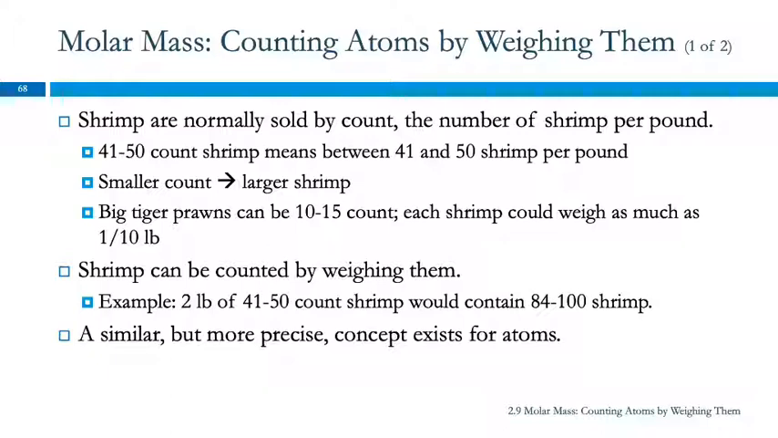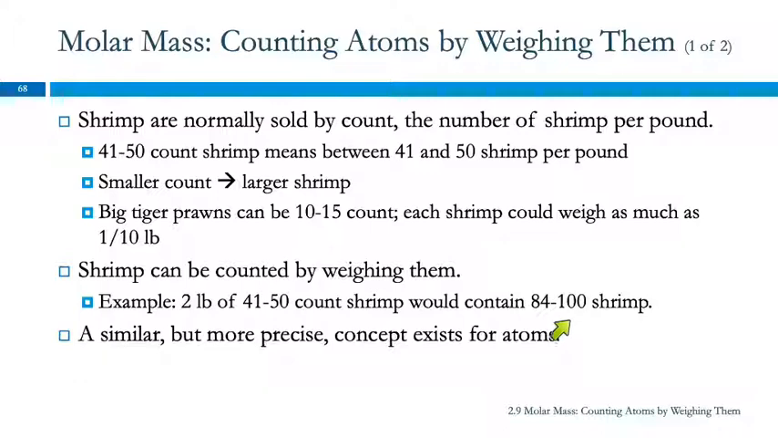So let's say you're planning a party and you want to be able to serve 5 shrimp per person, and so you need to have an idea of how many shrimp you're purchasing, right? Well, you're not going to go to the store and say, well, I want 375 shrimp, please. No, you pick a size, and then you can use the mass to count the shrimp, right? So if you got 2 pounds of the 41 to 50 count shrimp, then you would get 84 to 100.